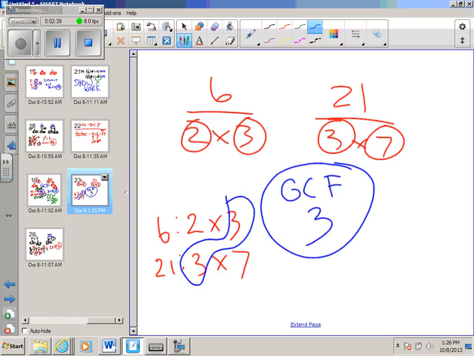Okay? For each circle that you make, you write it down. I'm not going to say they have 2 3s in common. If I said they had 2 3s in common, that would mean the 6 would have 2 3s and the 21 would have 2 3s, but neither of them even have 2. Let's look at another one.